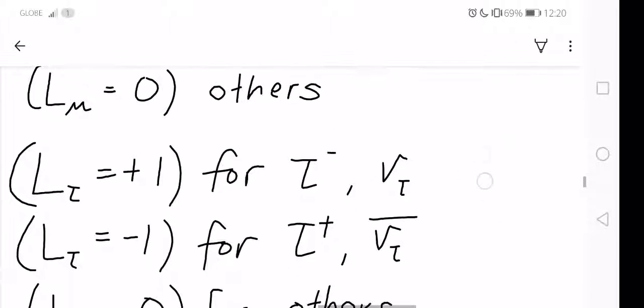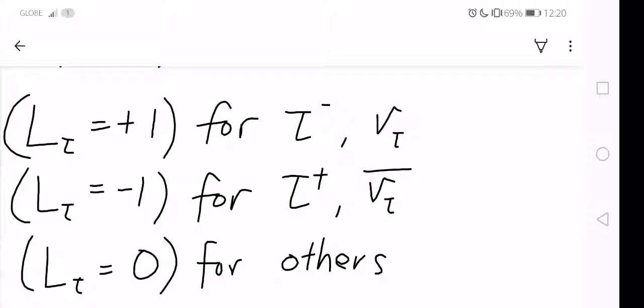Last, we have the tau lepton number, which is designated as positive 1 for the tau and the tau neutrino, minus 1 for the tau plus and the tau antineutrino, and 0 for the other particles.